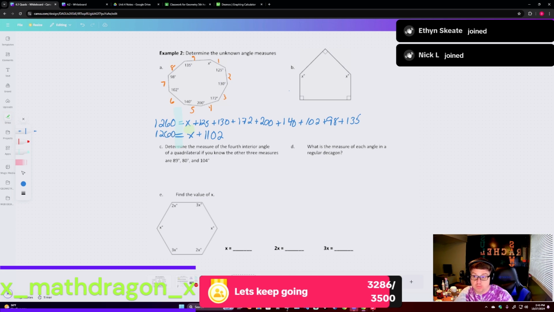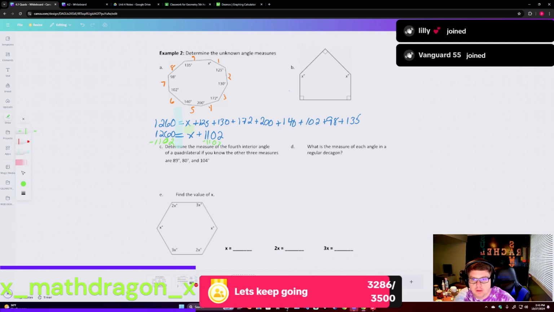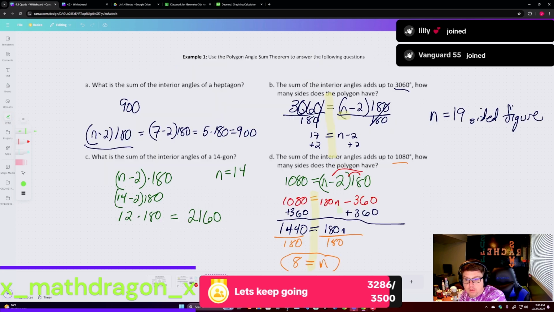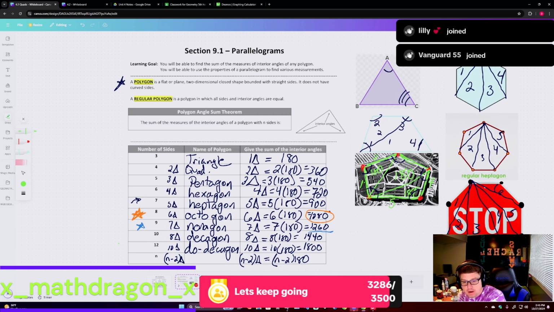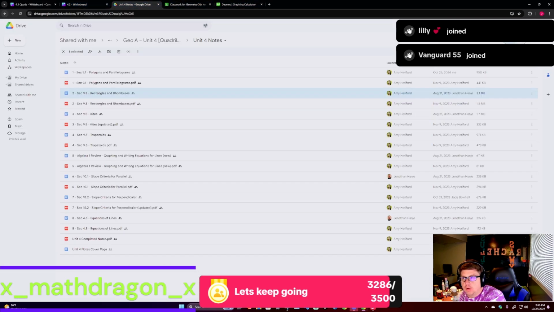Now subtract 1102 from both sides, and that solves our problem. And we can figure out 1260 minus 1102 equals 158. So that means this angle measure should be 158. Double check me, make sure it's correct. But we know for a 9-sided figure, we know for a matter of fact, our 9-sided figure better be 1260.